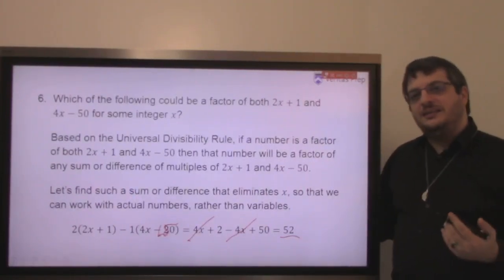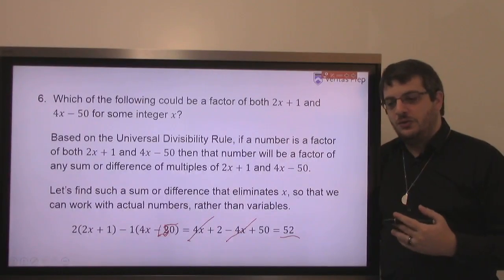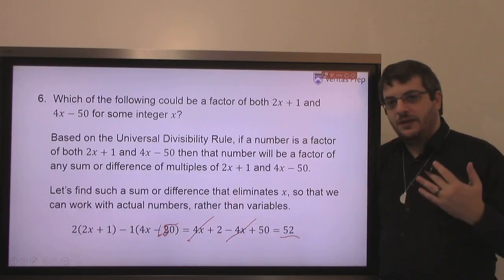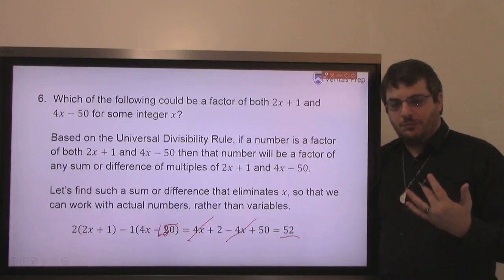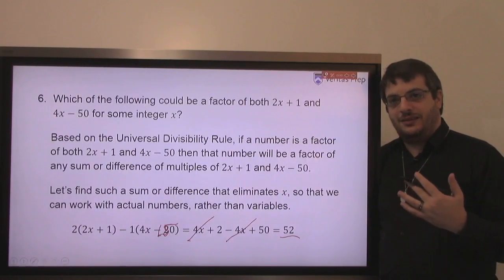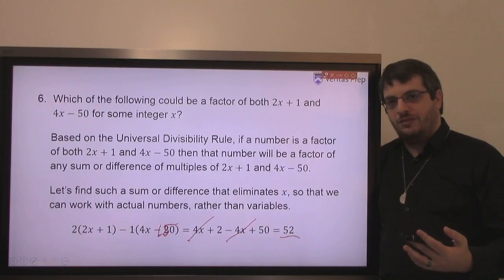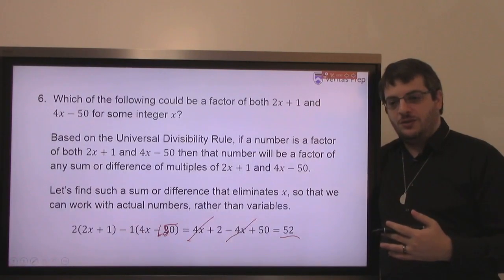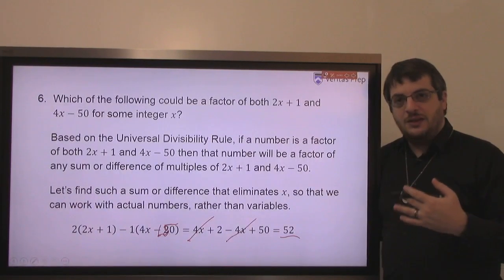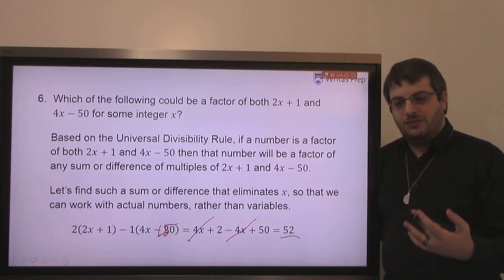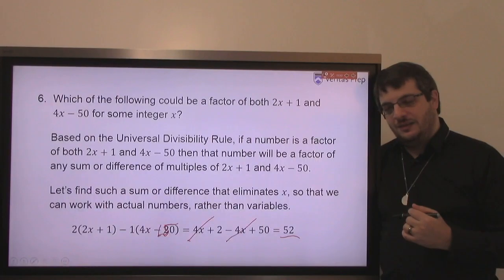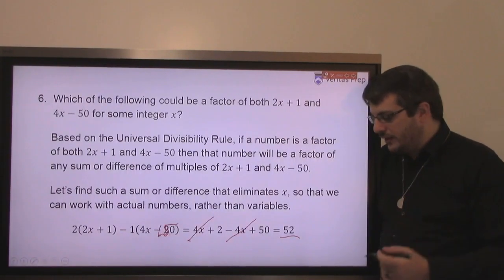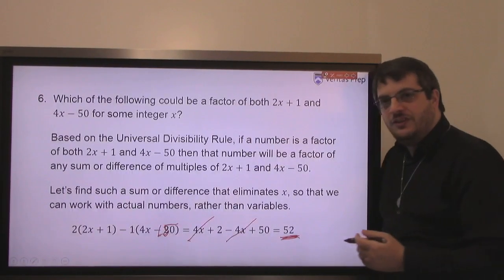I can combine these like this because multiplying the first one by 2 and then subtracting them will keep whatever factors I had before, because the universal divisibility rule says that's okay. If I had the factors in one of them, I'll still have it when I multiply by 2. If I had it in both of them, then when I subtract them, those factors will remain. So whatever I'm looking for must be a factor of 52, right? Do you agree that it's got to go into 52?